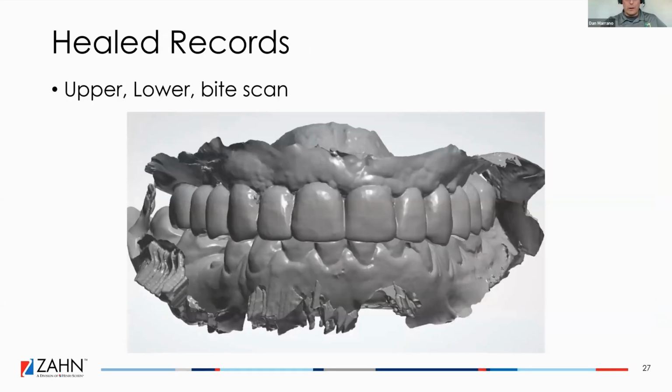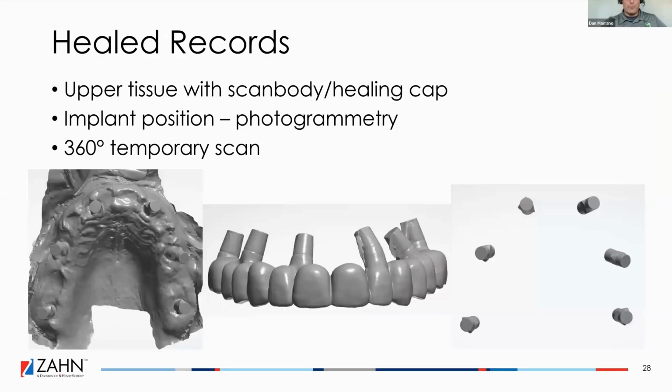Here are her healed records, upper, lower, bite scan, following the protocol. We have the implant position. We do ask for a 360 temp scan. These are intaglio attachments, digital arches sell some of them. It's just in case we have some alignment issues, we can use those in conjunction with the iCam or the photogrammetry scan to get a better alignment.